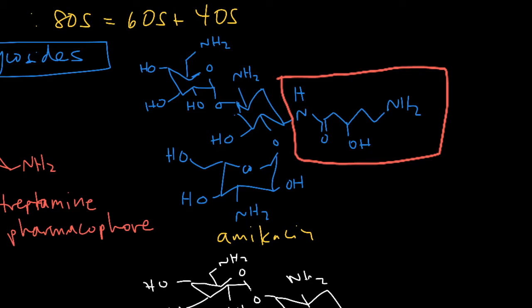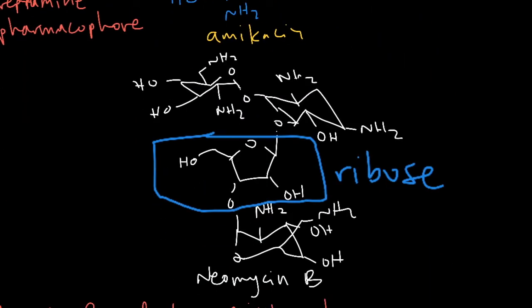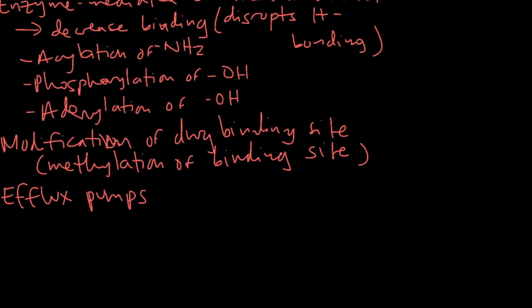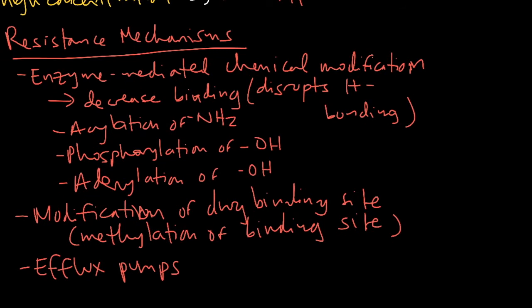Question 2. Show me part of the molecule that you can acylate. And if you don't know what acylate means, let me show you. You know what phosphorylation is. Acylation is adding an acyl, or basically a ketone group. Phosphorylation is adding a phosphate group. And adenylation is adding an adenosine group. I don't feel like drawing that because that's pretty big.